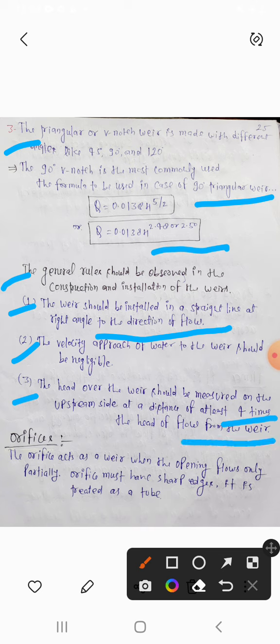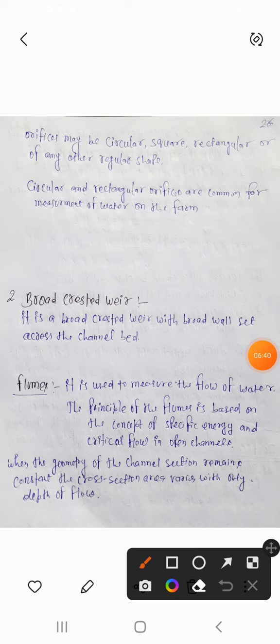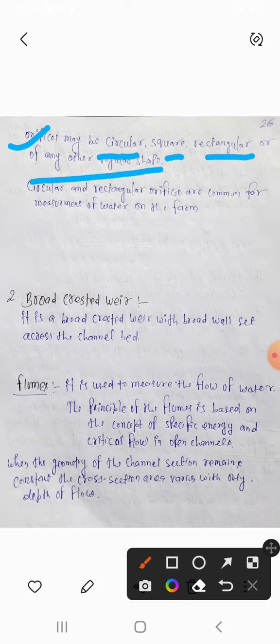So now come to orifice. Actually, the orifice acts as a weir when opening flows only partially, and the orifice must have a sharp edge, and it is treated as a tube. An orifice may be circular, square, rectangular, or of any other regular shape. A circular and a rectangular orifice are common for measurement of water on your farm.